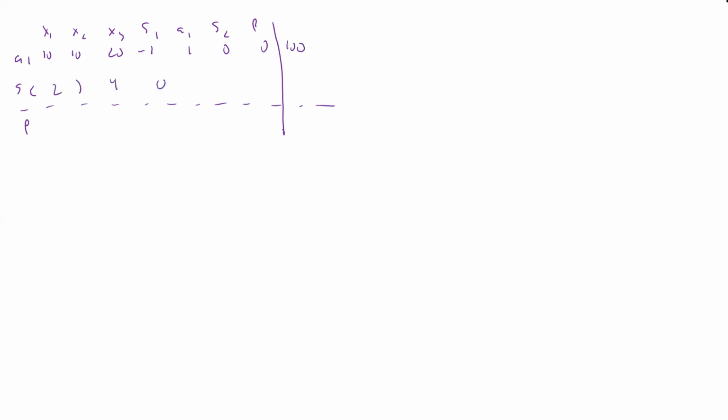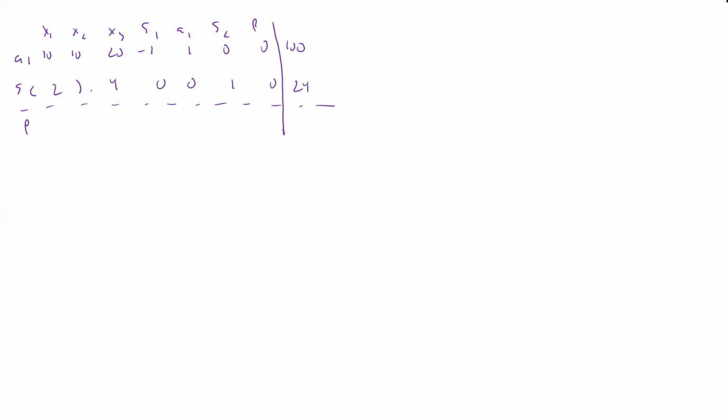So coming over here then, that gives me, where's my writing? There it is. X1, X2, X3, S1, A1, S2, P. And then on the left, I'm going to have A1, and then S2, and then I'll have my P. And so this one gives me what? That's still 10, 10, 20, minus 1, 1, 0, 0, 100. And that's going to be 2, 3, 4, and then 0, 0, 1, 0, and 24.